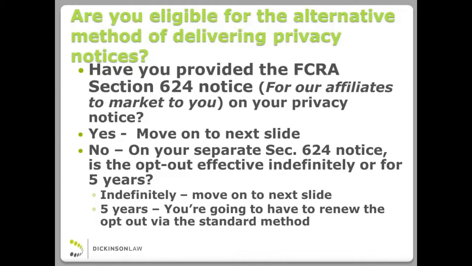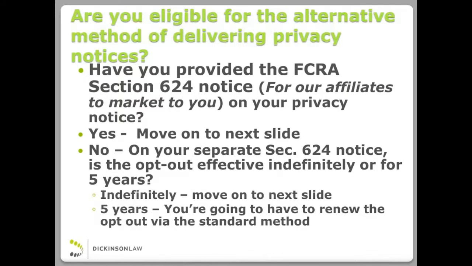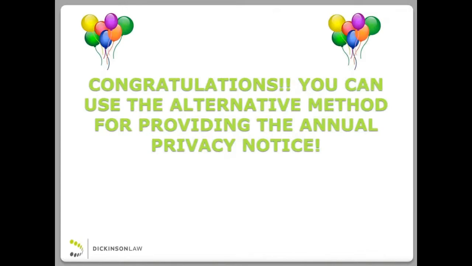So if you can follow all those, move on to the next slide. As I talked about on the previous slide, sharing information about creditworthiness is probably the hang-up for most community-based institutions, because generally this is on the privacy notice. I haven't seen many institutions using this separately and doing the 5-year rollover, particularly smaller institutions. But assuming you've met all these, then you can move on to the next slide. Congratulations, right? You can use the alternative method for providing the annual privacy notice.